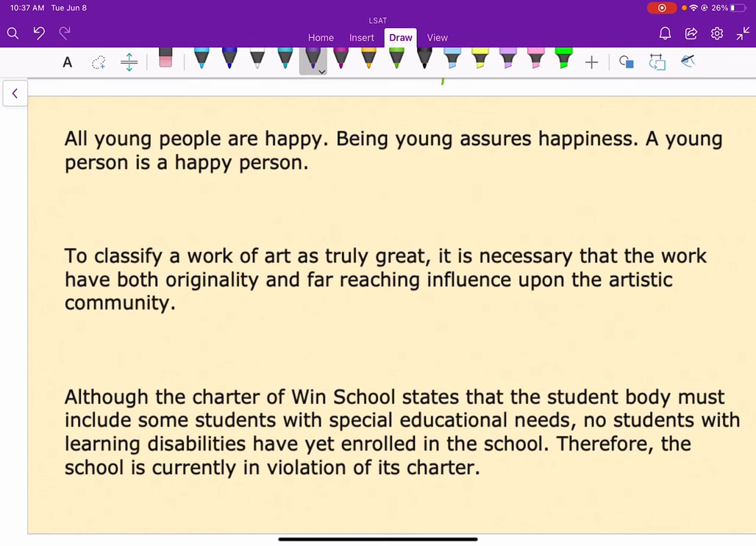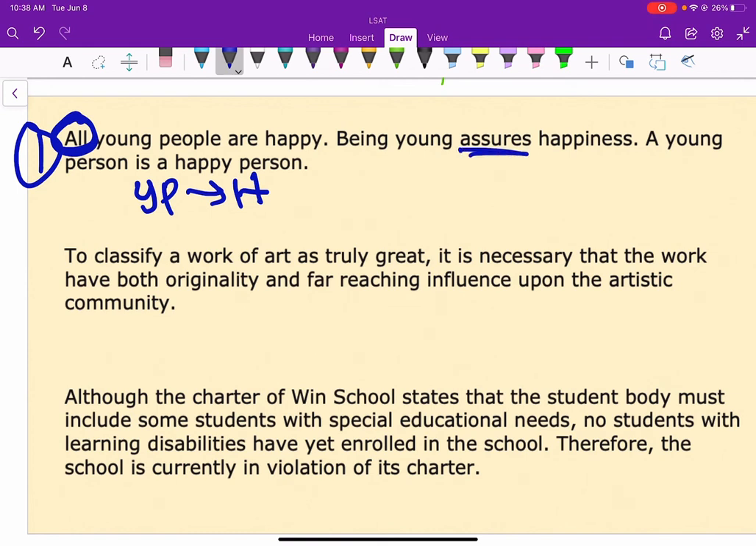All right, so for number 1, hopefully you got all of them, all young people. So if you are a young person, then you are happy. Being young assures happiness. So if you are young, I'm going to go ahead and connect this because it's the same thing. We're talking about young people. Being young ensures happiness. A young person is a happy person. Do we see how all of those ended up saying the same thing and we could say them in different ways?